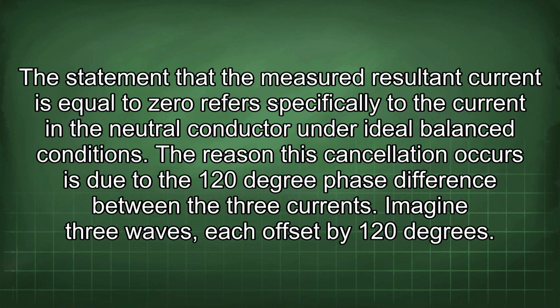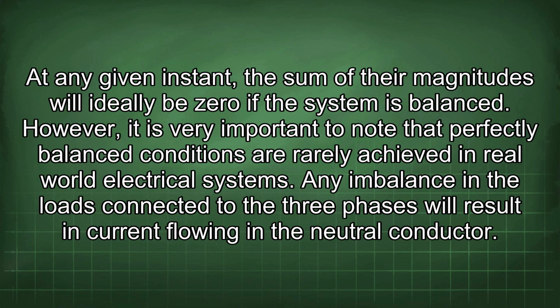The statement that the measured resultant current is equal to zero refers specifically to the current in the neutral conductor under ideal balance conditions. The reason this cancellation occurs is due to the 120-degree phase difference between the three currents. Imagine three waves, each offset by 120 degrees. At any given instant, the sum of their magnitudes will ideally be zero if the system is balanced.